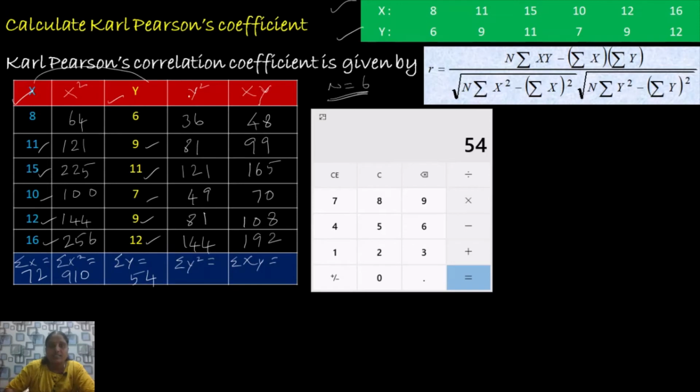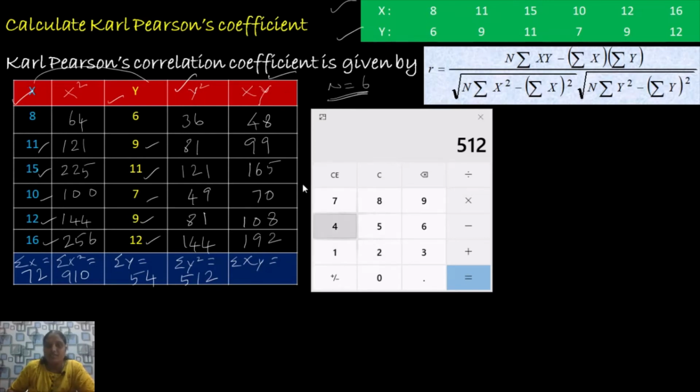Next, sigma y square, we have to calculate. For that, we have to add 36 plus 81 plus 121 plus 49 plus 81 plus 144. We get the total as 512. The last one, we have to calculate the sum of the values of xy.